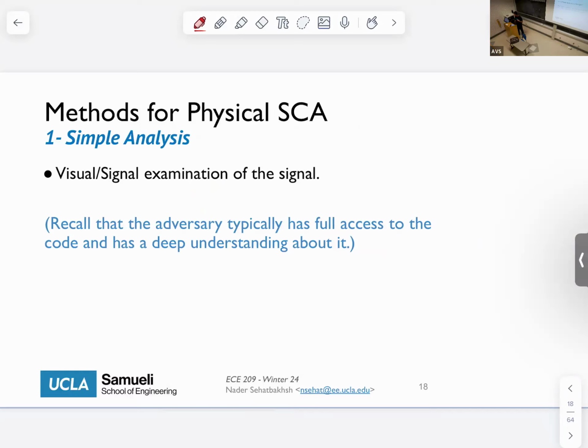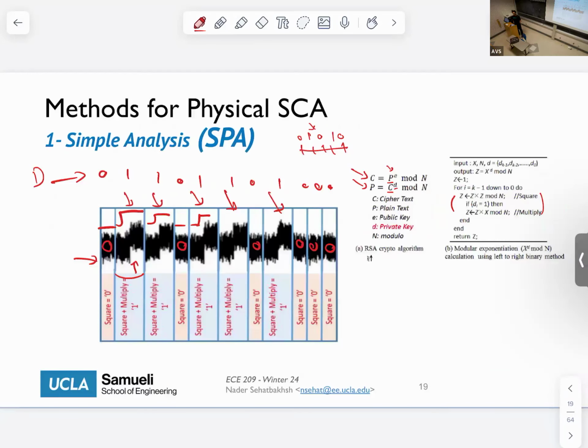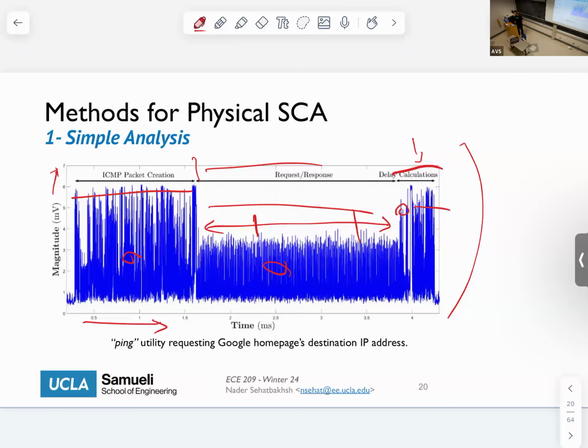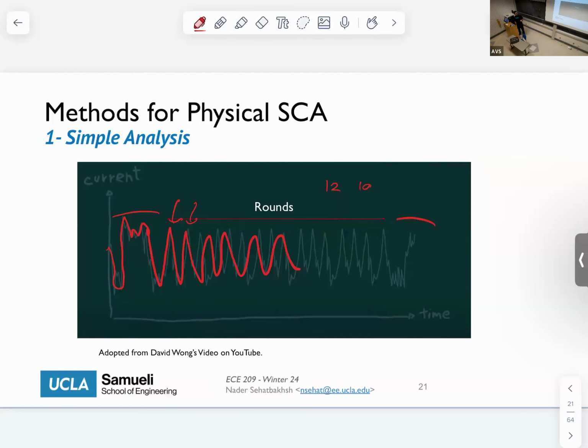The first one, obviously the simplest one, and the very first one that started being used, is simple analysis. Simple analysis, as the name suggests, is just looking at the signal and trying to find any patterns. I gave you two examples. This is actually a real example of attacking one version of RSA. Another one is more like profiling an application. And as I said, simple analysis is usually used for more sophisticated analysis, like the differential analysis I'm going to talk about.